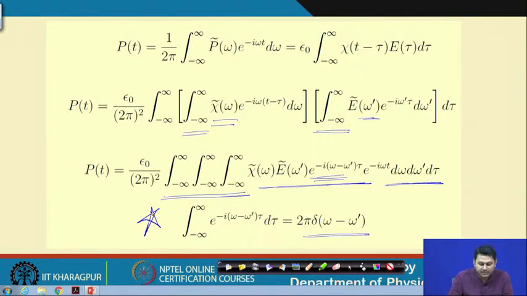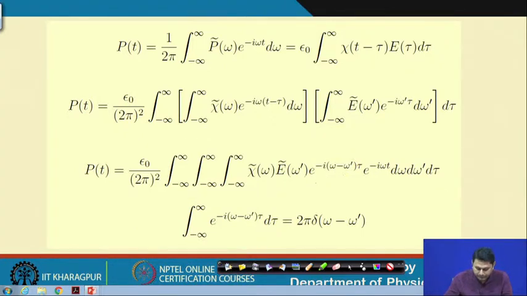The integration from minus infinity to infinity of e to the power minus i (omega minus omega prime) tau d tau is nothing but 2 pi delta (omega minus omega 0). So, we are going to use this delta function. That means, when omega is equal to omega 0, then we will have some kind of weightage over the integration, and in other cases it will not be there.